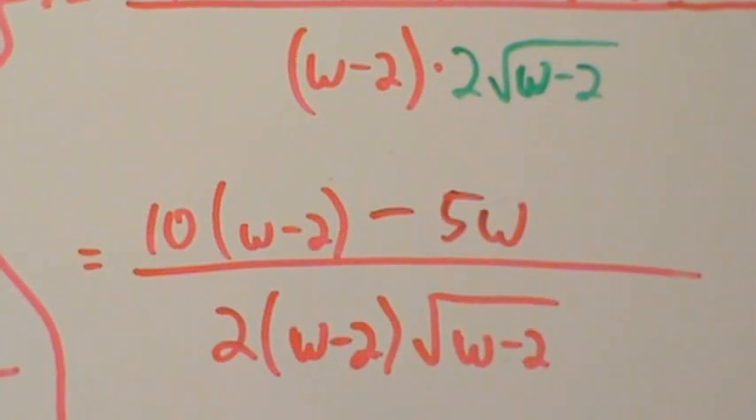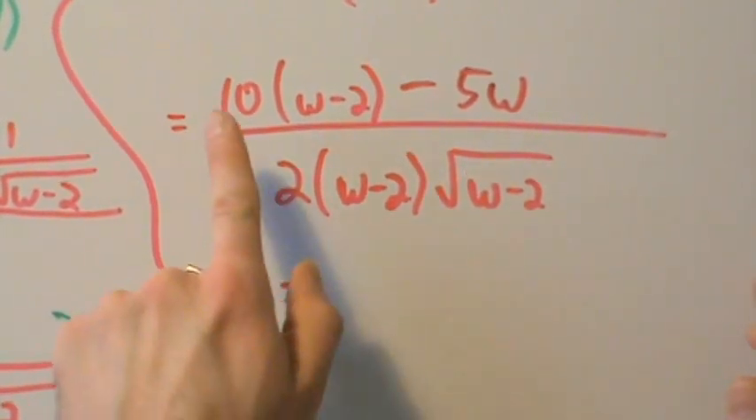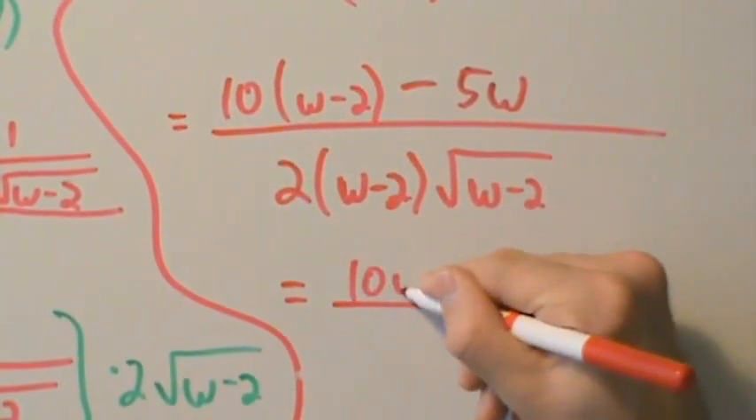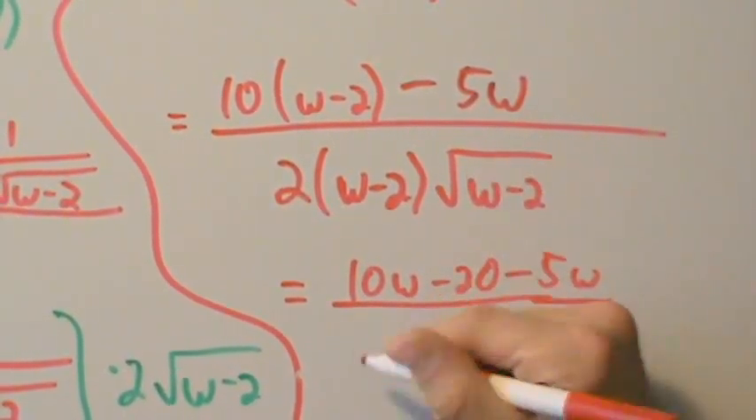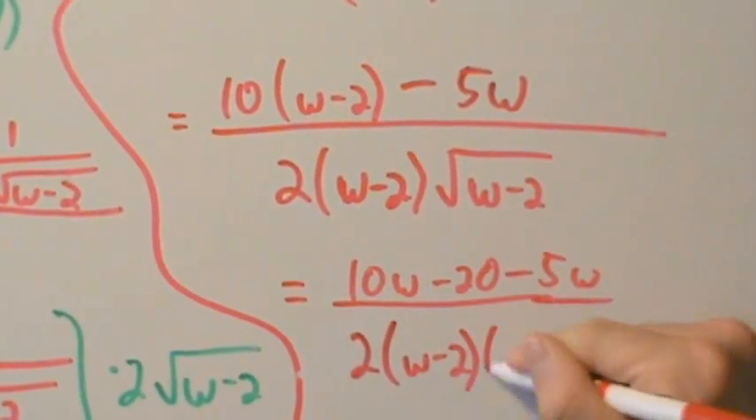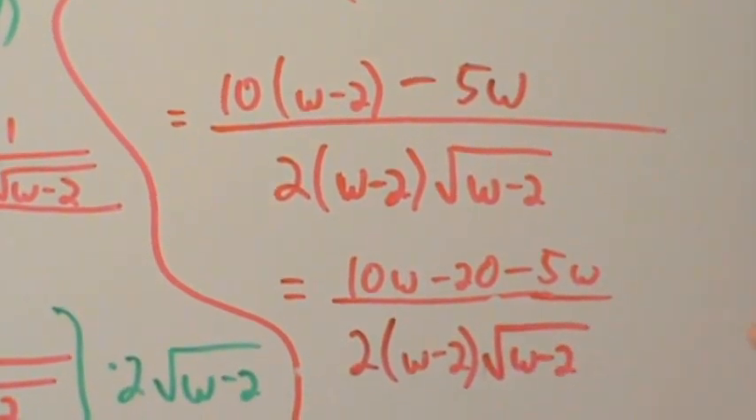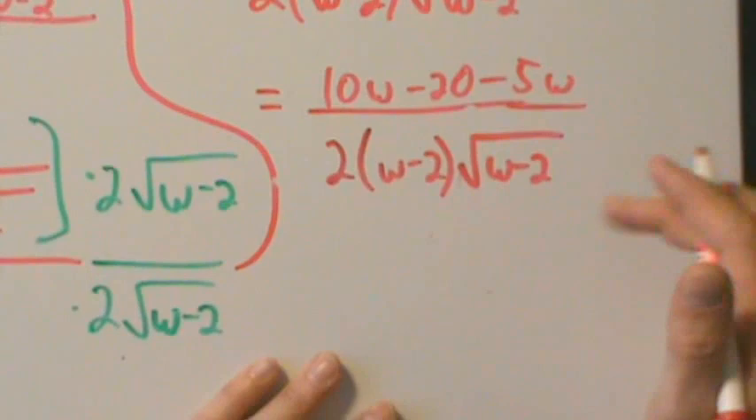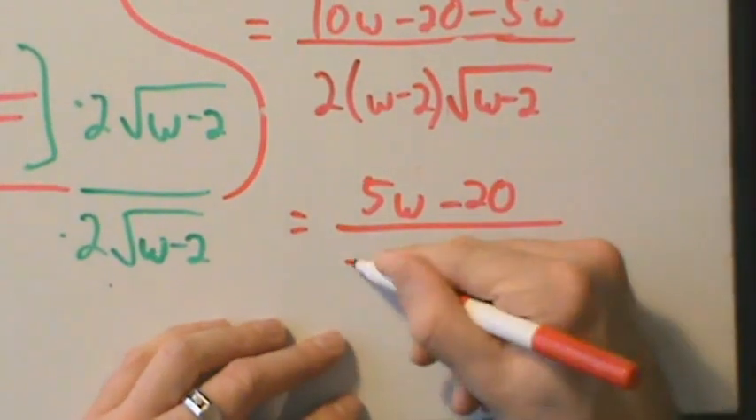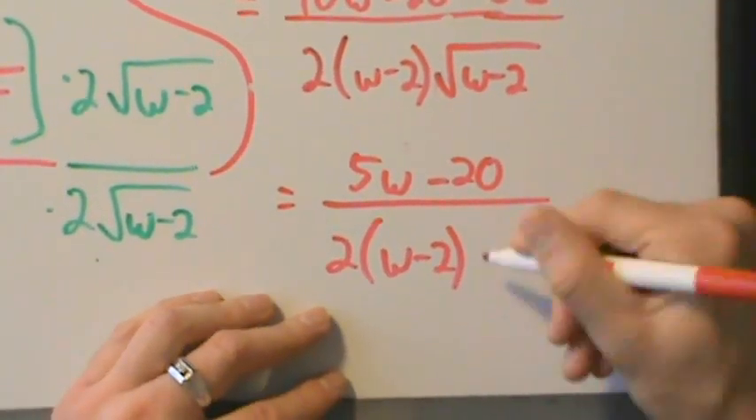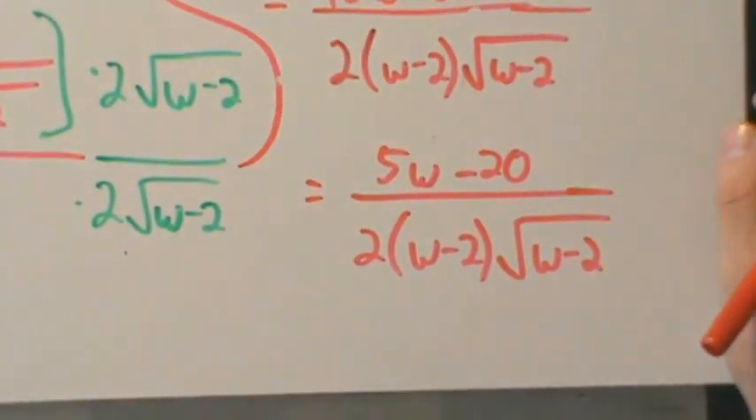Okay, so now we distribute on top. Let's zoom back out just a bit. So on the top we're going to have 10w minus 20, and then minus 5w, still from this 5w here. And then 2 times w minus 2, times the square root of w minus 2. All right, so 10w minus 5w is 5w, so this equals 5w minus 20, all divided by 2 times w minus 2 times root w minus 2. All right, so this is our derivative here.